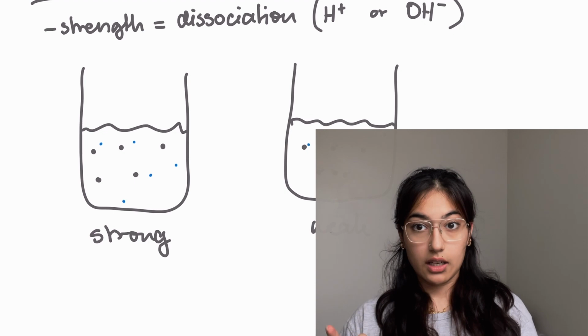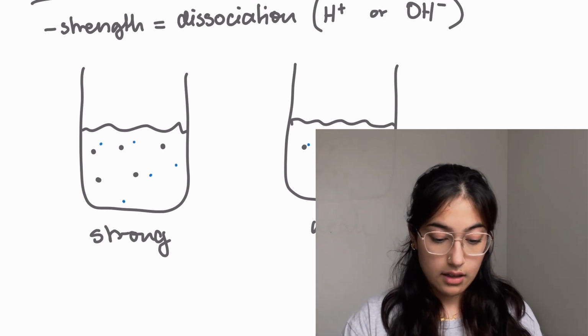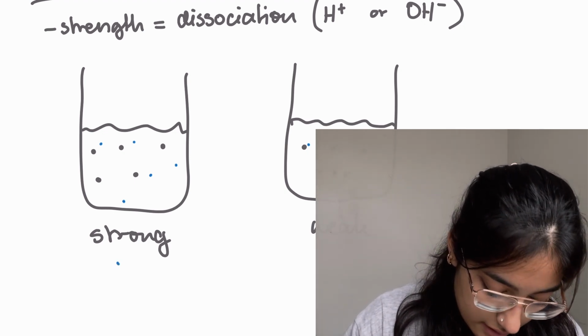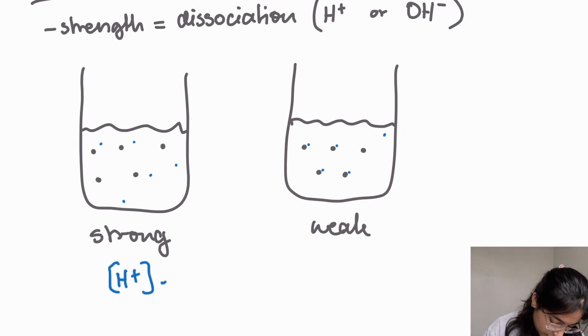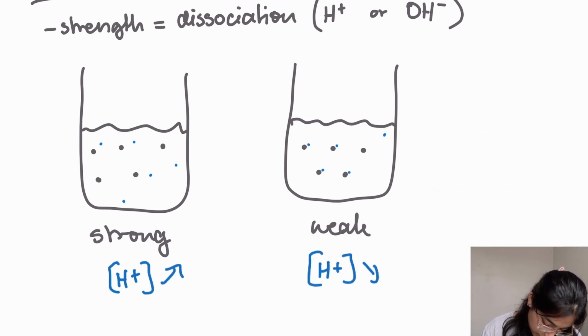And if that chance is really high, like we see in the strong acid, then I can call it a strong acid, and I can say that my concentration of H+ is pretty high, whereas in a weak one, my concentration of H+ is probably much lower.